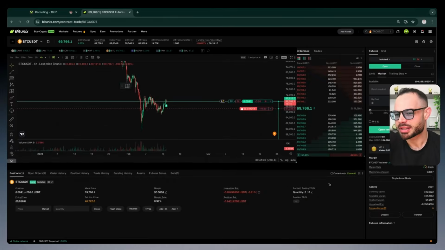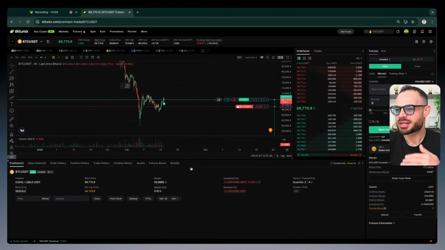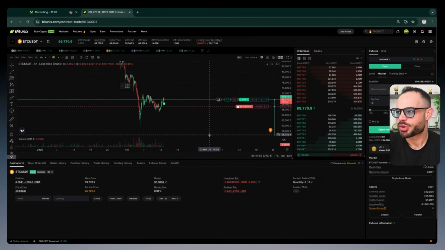So you have the ability to modify your position after it has been configured. Don't worry about making mistakes on opening the position. You can always change it thereafter. But that is a very simple example of how you can trade futures directly here on Bitunix, guys.